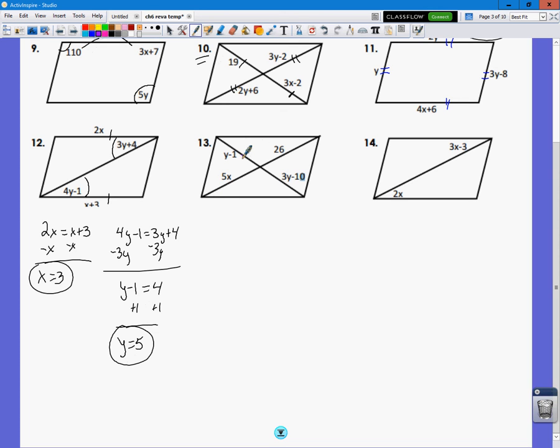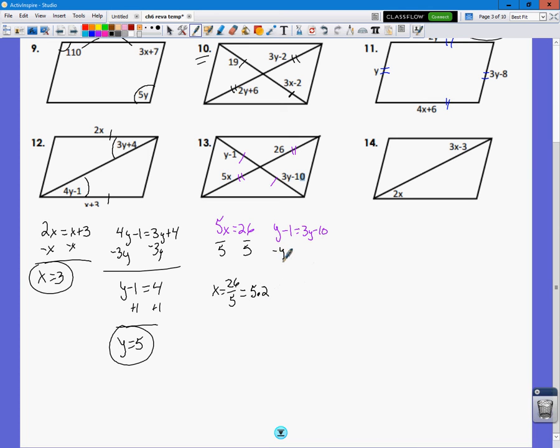10 and 13 are nearly identical. I do know that the diagonals bisect each other, so I would know that 5x is equal to 26, and that y minus 1 is equal to 3y minus 10. If I divide by 5, I could leave it as an improper fraction so long as it's simplified, or I could change that to a decimal, and when I take 26 and divide it by 5, I get 5.2.